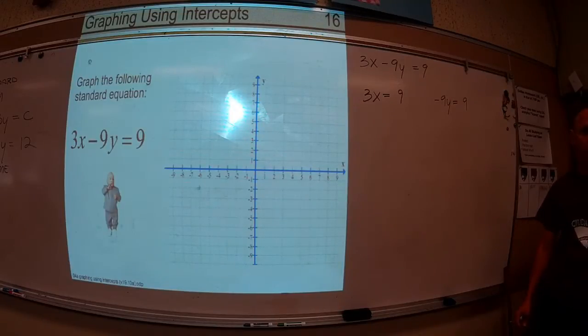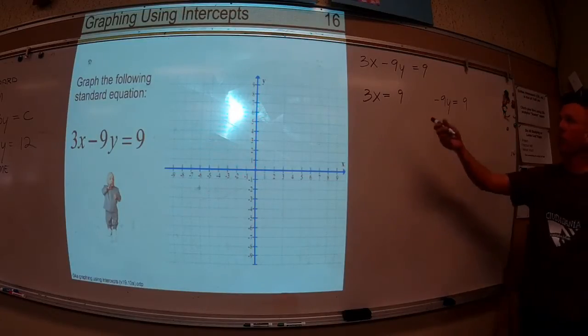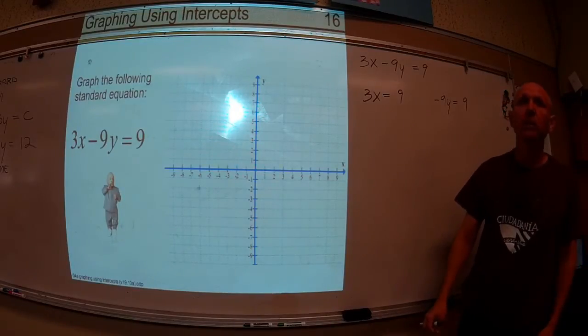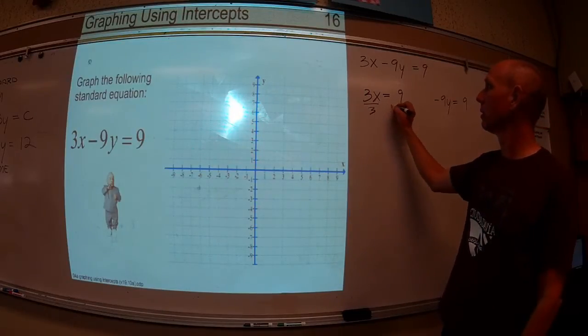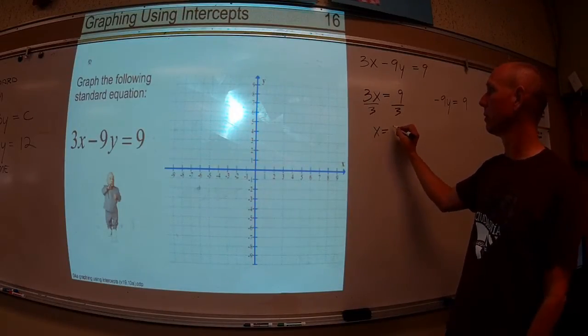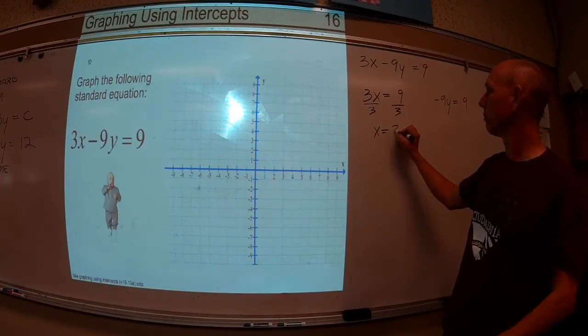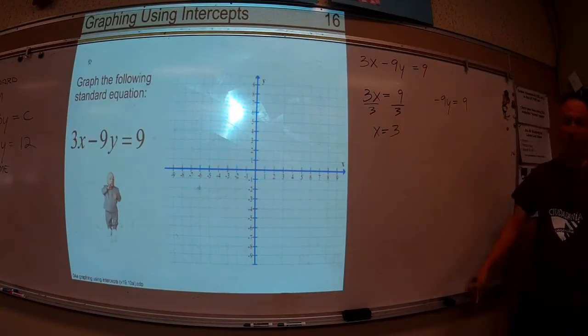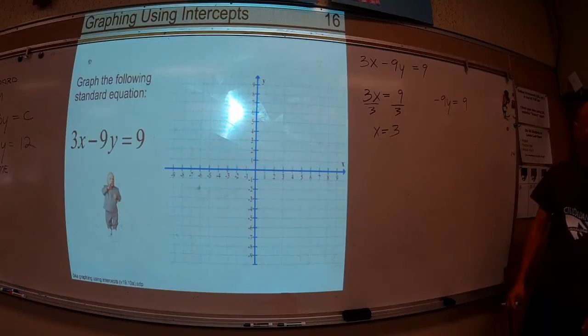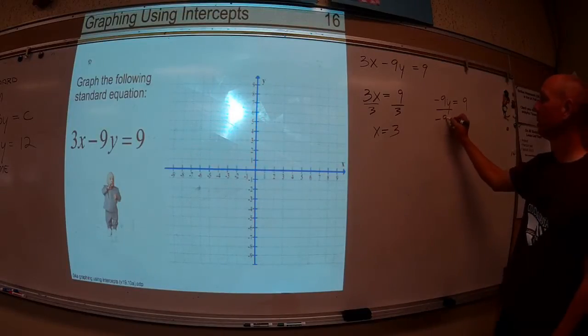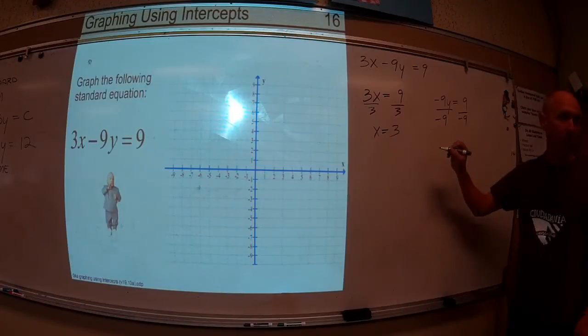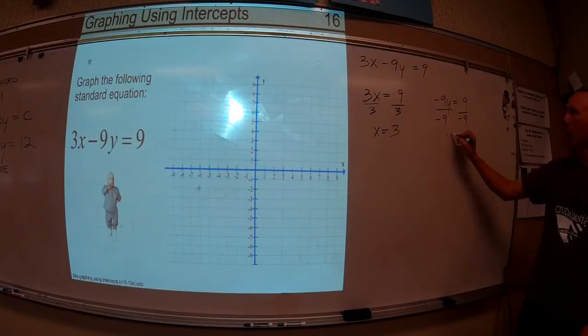Now I'm going to solve both of those. What do you want to do right here? Divide both sides by 3. So what does x equal? Nice. You get the y equation. What would you like to do? Divide both sides by 9. Not 9? Negative. Divide both sides by negative 9. What does that leave me with? Y equals negative 1.